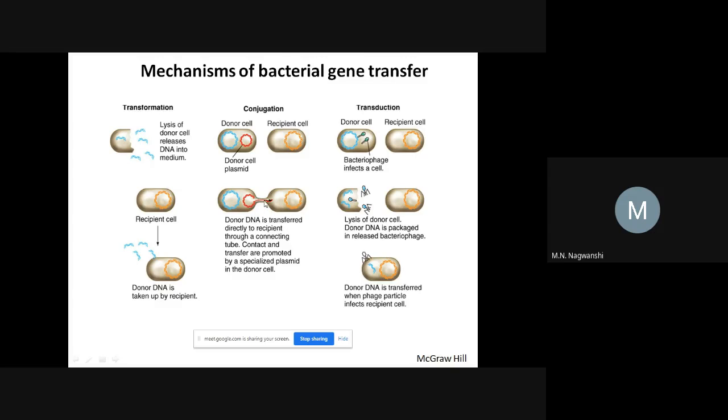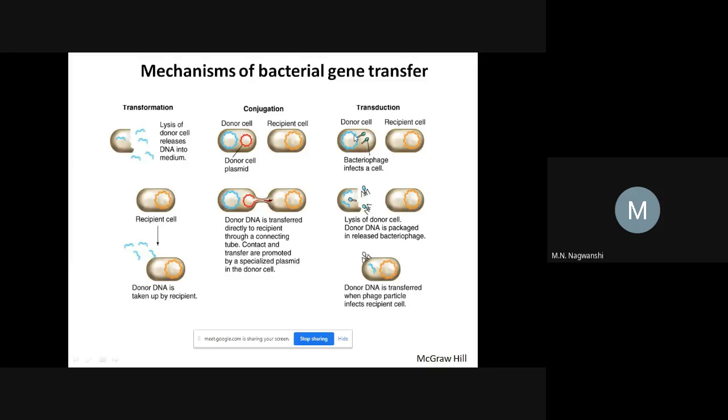And through this conjugation tube, the genetic material is transferred from one bacteria to another bacteria. So the donor DNA is transferred directly into the recipient through a connecting tube. The contact and transfer of the genetic material are promoted by a specialized plasmid present in the bacteria of the donor cell.